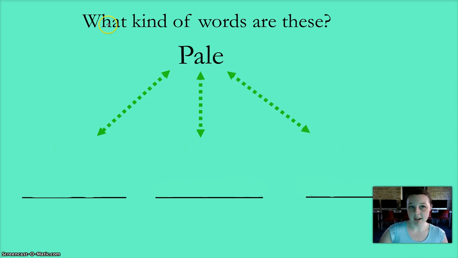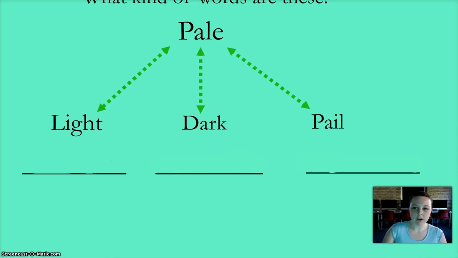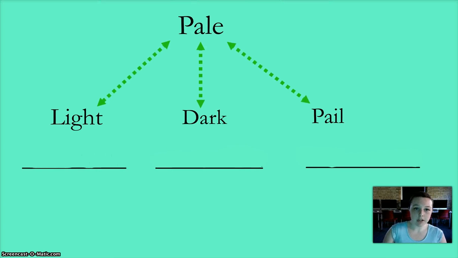So our last slide says, what kinds of words are these? And now we have the word pale, P-A-L-E. So now if I click down here, I have the words light, dark, and pale. So we have to match up whether these are synonyms, homonyms, or antonyms.